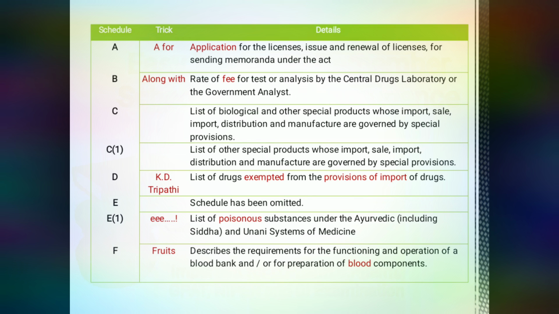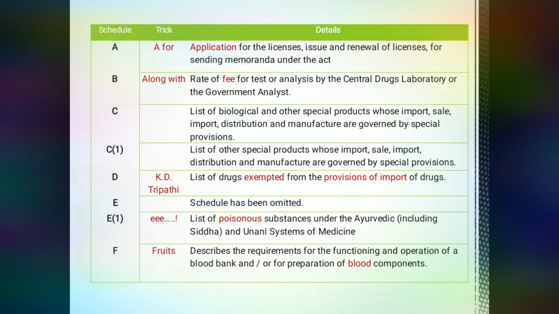Schedule C is for biological and special products. Schedule C1 is for other special products. Schedule D is exempted from provision of import. You can remember this like K.D. Tripathi, right? The very popular book of pharmacology. So Schedule K and Schedule D, both the schedules are exempted. Here Schedule D is exempted from provision of import.